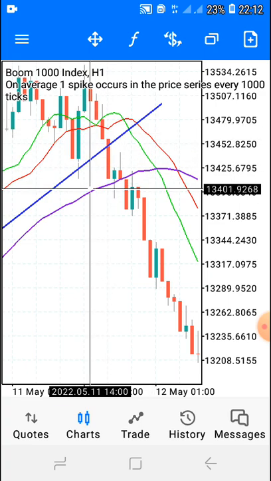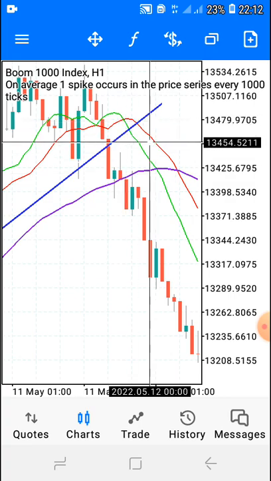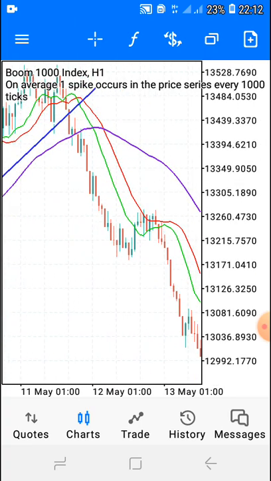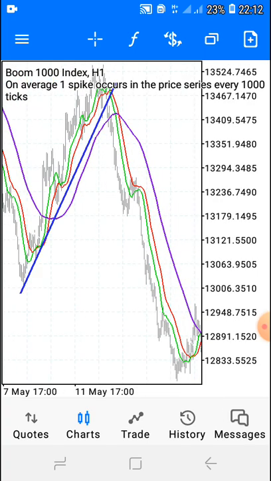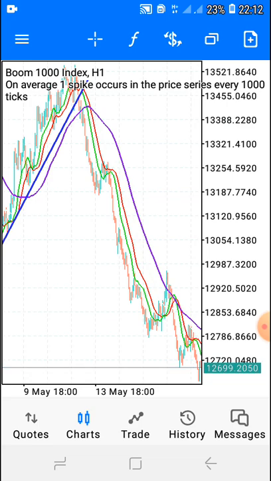So once you see something like this, what you want to do is wait until the crossover happens. Over here the alligator decides to cross over the moving average. As soon as we see something like that, what are we going to do? We are going to look for selling opportunities. Since we're on Boom 1000 and this is a scalping strategy, we are going to look for selling opportunities.